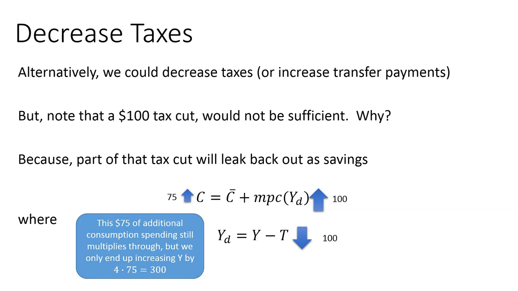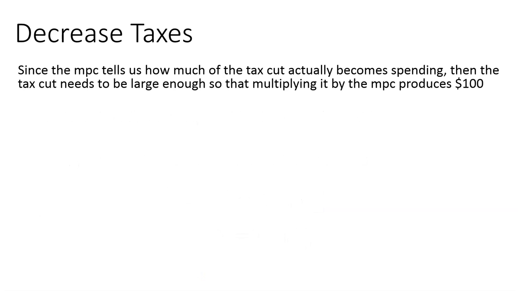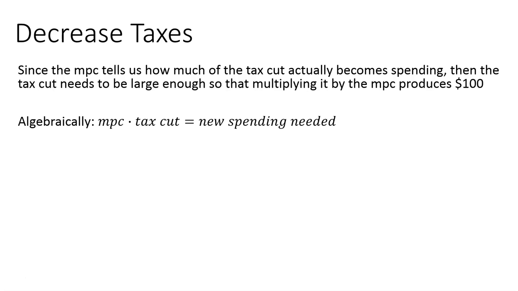But again, we're closing a recessionary gap of $400, so that $100 tax cut was not sufficient to get the economy to full employment. Since the MPC tells us how much of the tax cut actually becomes spending, though, then the tax cut needs to be large enough so that multiplying it by the MPC produces $100. Algebraically, we can show this by saying that the MPC times the tax cut needs to equal the new spending we needed, in this case $100.